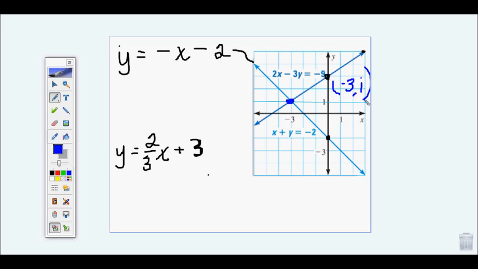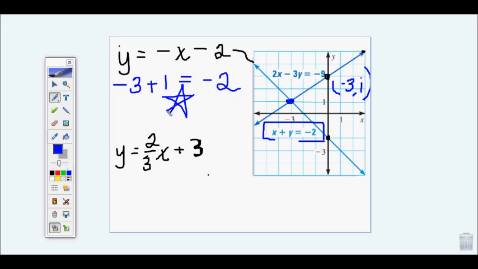So our last step is that we need to be checking that intersecting point and see if it is true for both statements. So I'm going to look at the first one here. I'm going to substitute, and I'm going to go back to my original statements. So I'm going to substitute in the negative 3 and the 1 for the x and the y. So my original statement is going to be negative 3 plus my y is 1. Does that equal negative 2?